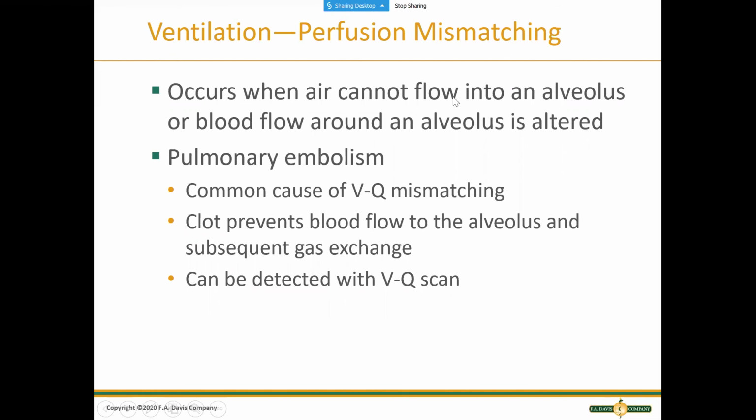So a ventilation perfusion mismatch is when the air cannot flow into the alveolus or the blood flow around the alveolus is altered. A PE is a very common cause of VQ mismatching. The clot prevents blood flow to the alveolus. I can't think of any other real times you will hear the word VQ mismatch. It's almost always just talking about a PE, pulmonary embolus.